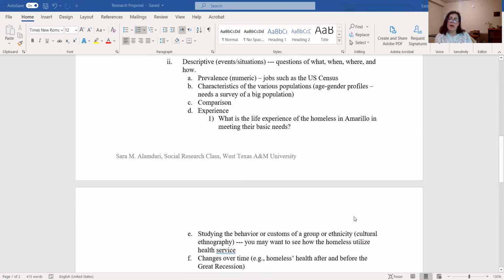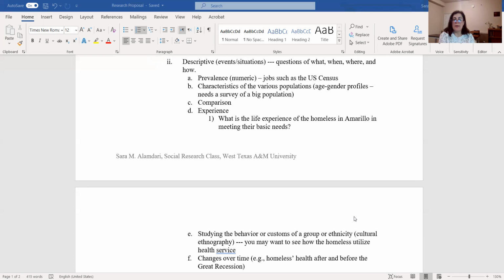Again, as one different kind of descriptive study, you might be interested to study the behavior or culture of a specific group. Come back to our example about the homelessness. You may be interested to see how the homeless utilize health service.